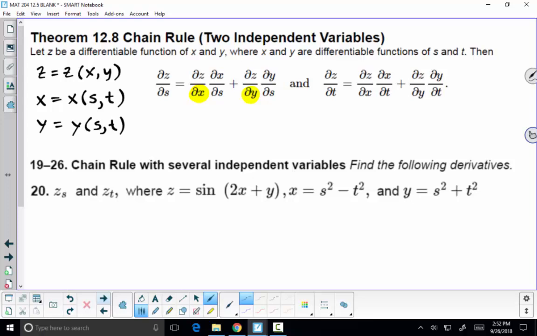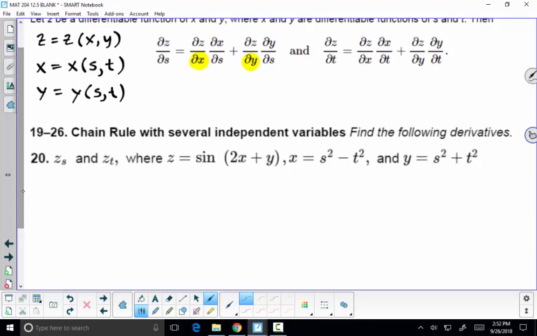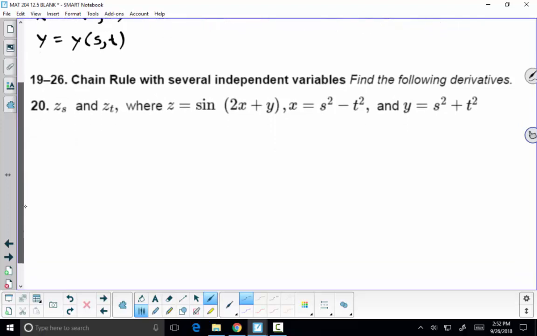So to get the partial of z with respect to s, we're going to have an x sub s and a y sub s, because x and y both change with s. So let's try it. Should we do the substitution method? Yes, please. Okay, let's do the substitution method.